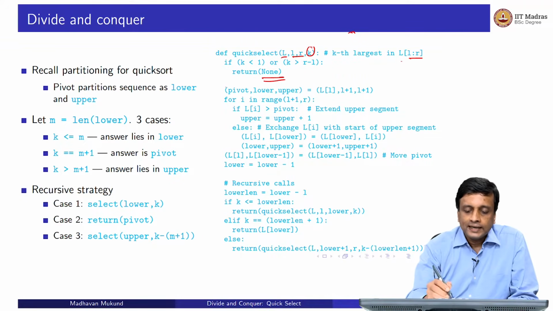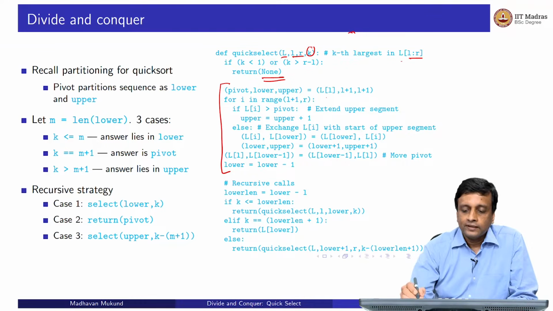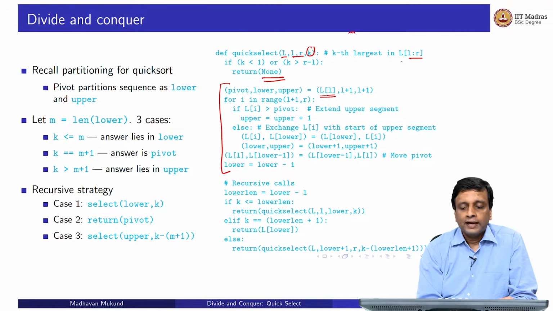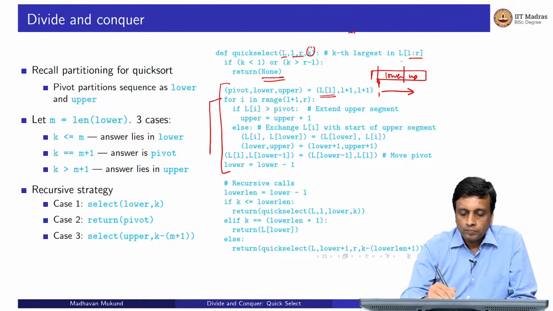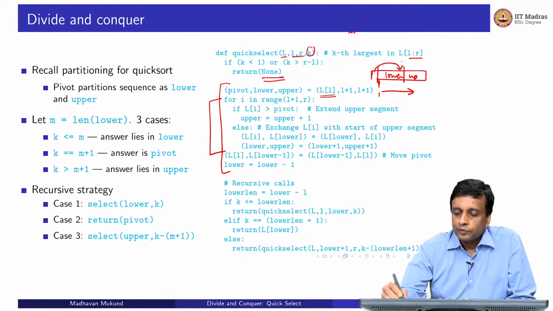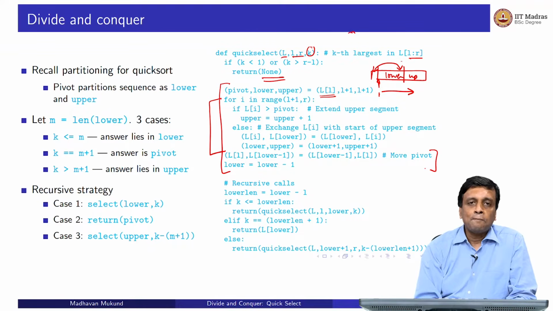Otherwise, we do exactly the same partitioning as we did for quicksort, right. We set the leftmost value in our slice to be the pivot, and then we maintain these two pointers. If you remember, we slowly scan from left to right and gradually partition this into lower and upper, right. That's what happens here in this loop. And then once we have got that, we want to exchange the pivot with the last position in lower, and that's what happens here.